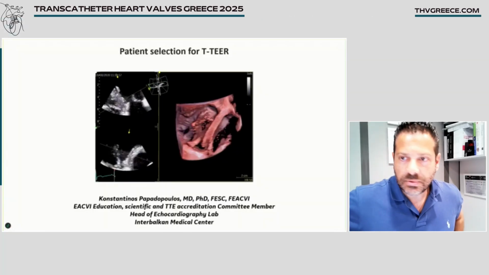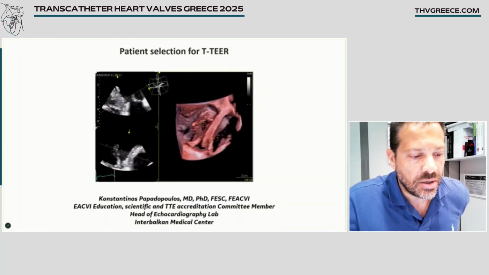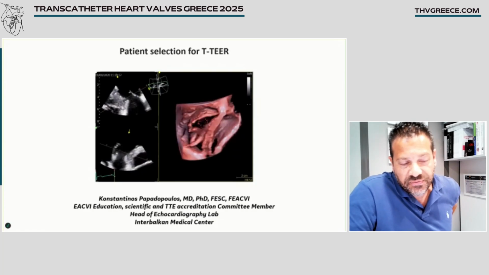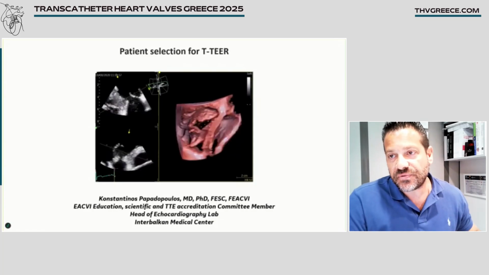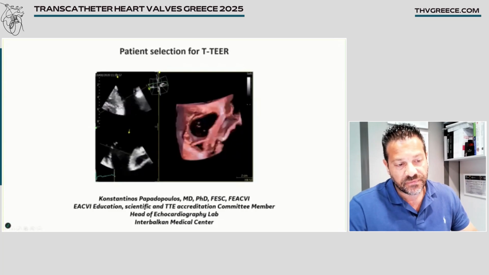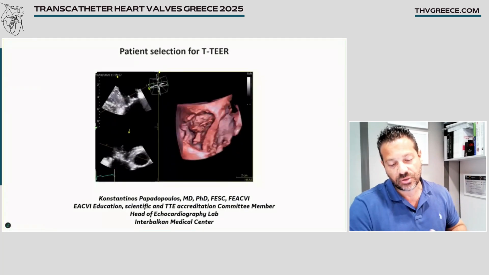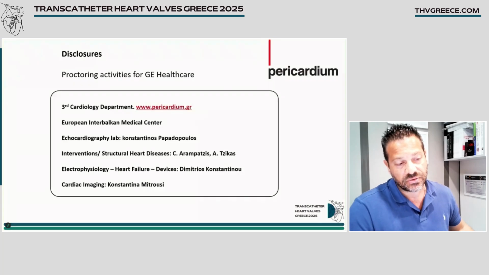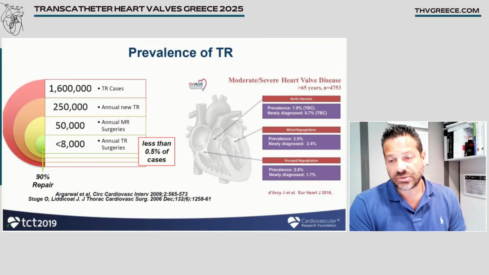I took the challenge to talk about the tricuspid valve, and let me share my screen. Okay, can you see my screen? Yes, go ahead, Kostas. Okay, so in the next 10 to 12 minutes, we will discuss patient selection for transcatheter edge-to-edge repair for the tricuspid valve. So we will focus on the anatomic criteria, but we listened to very nice presentations before about tricuspid regurgitation.